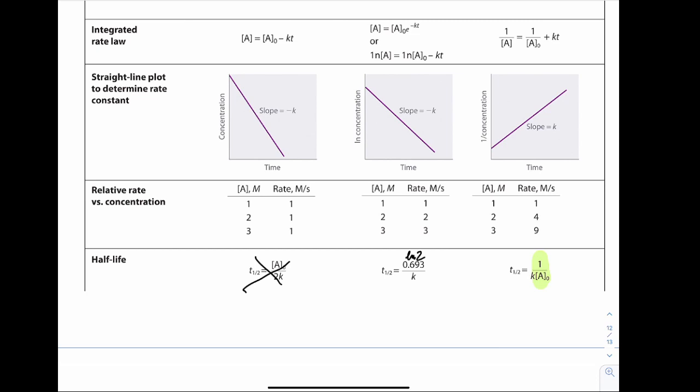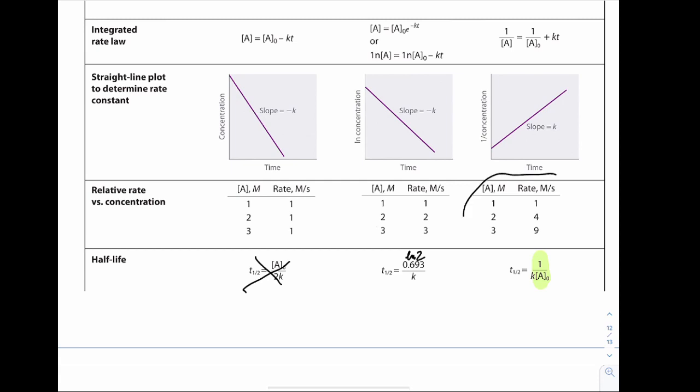If I look at this one, this is for first order. Remember, whatever we do with first order to the concentration, the same thing happens to my rate. So if I go from 1 to 2, I'm doubling it, and my rate also doubles. If I go from 1 to 3, I'm tripling it, and my rate is also going to triple. So whatever we do to that concentration, the same thing happens to the rate.